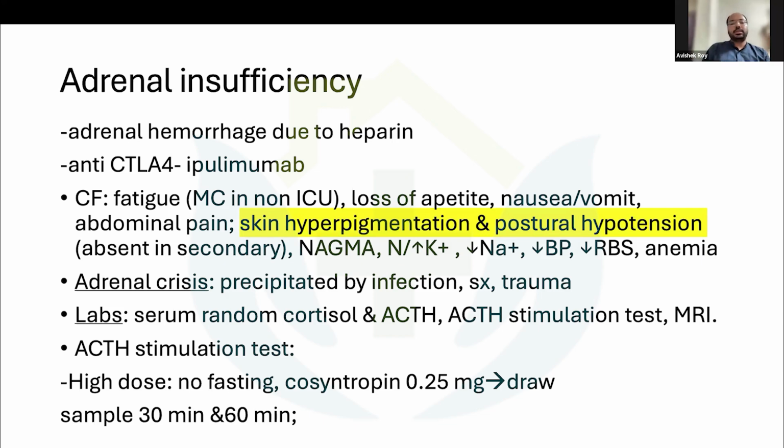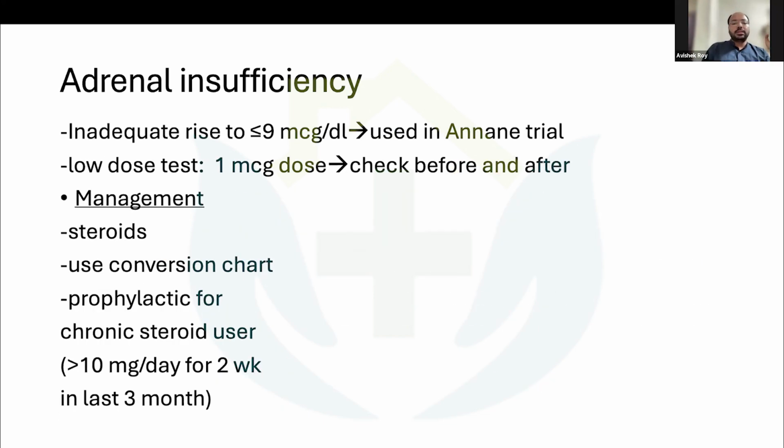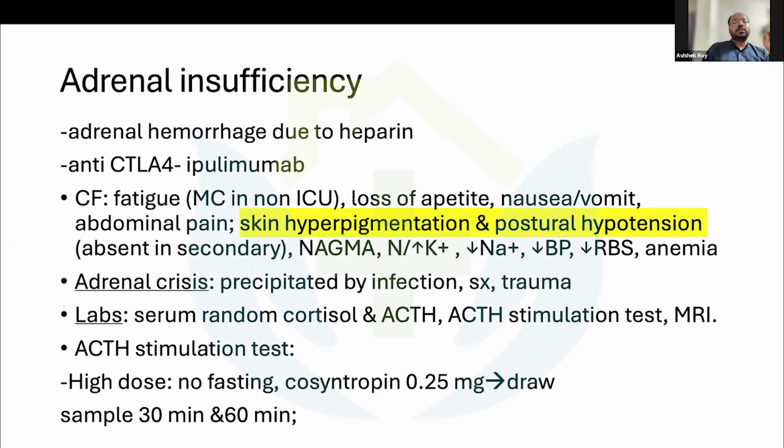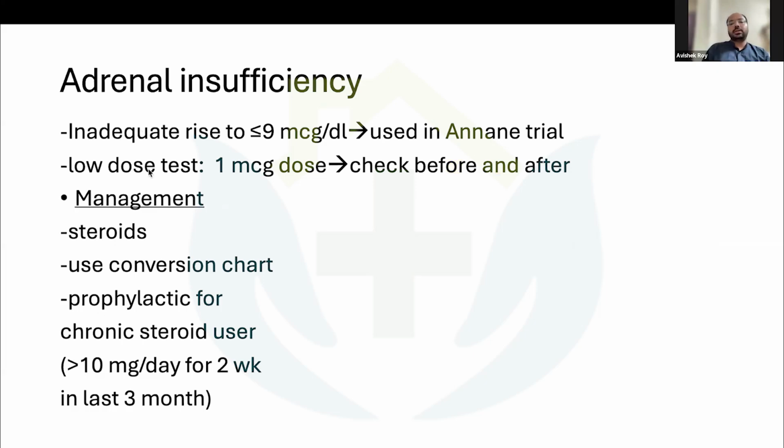Now there are two types of ACTH stimulation test. So what is the ACTH stimulation test? Physiologically speaking, when you give ACTH, your cortisol level should rise. Simple as that. If, despite giving ACTH, cortisol does not rise by a certain amount, that means there is a dysfunctional HPA axis. The first thing to remember is the low dose ACTH test, where you give a 1 microgram dose, and before and after that you check the cortisol level, and if the rise is less than 9 micrograms per dL, it is diagnostic of adrenal insufficiency.